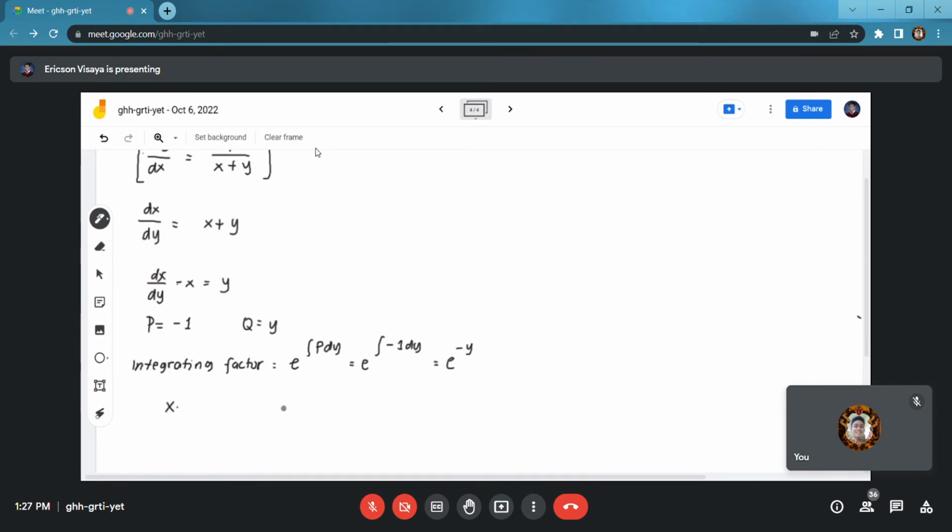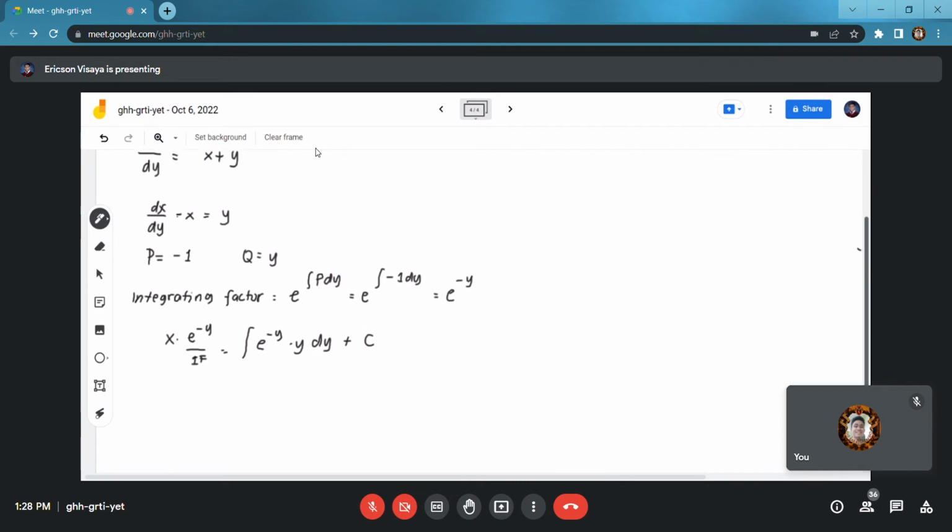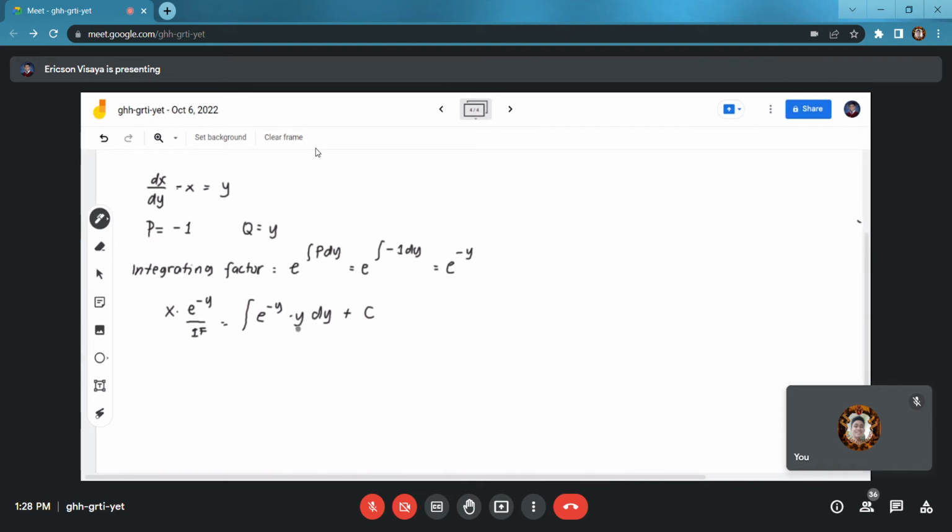x times our integrating factor e raised to negative y, the IF, is equal to the integral of the integrating factor, e raised to negative y, times Q, y dy, plus c. We notice that e raised to negative y times y is integration by parts, wherein u is equal to y and dv is equal to e raised to negative y dy.